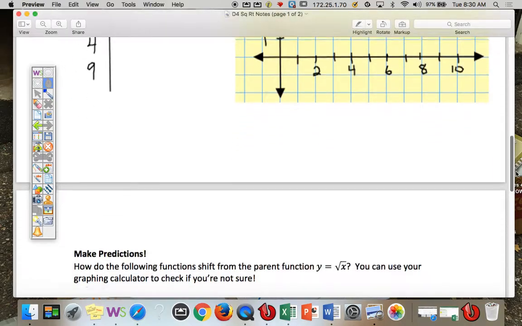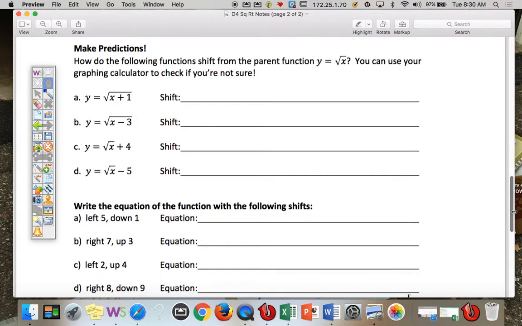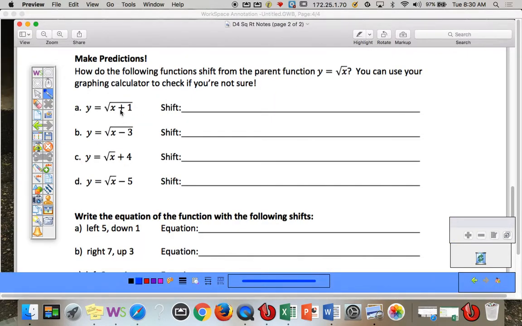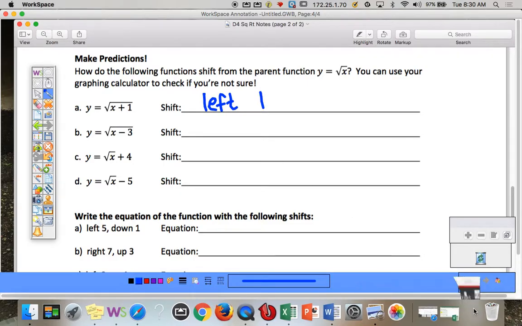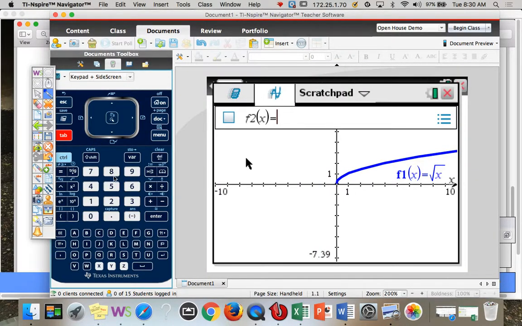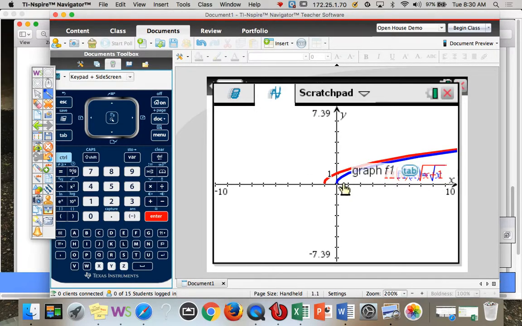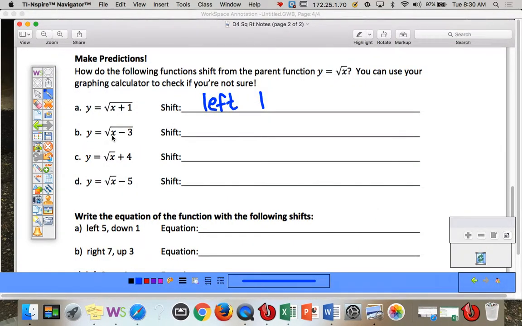Okay, so using what we already know from the previous days, make predictions. How do the following functions shift from the parent function y equals the square root of x? You can use your graphing calculator to check if you're not sure. Well, the +1, I'm going to guess, if it follows our patterns, is going to shift left 1. So let's try that. I'm going to hit tab. I'm going to type in the function x plus 1, and you can see from (0, 0), that point does shift left 1. Let's try the next one, -3, then I'll guess it shifts it right 3.